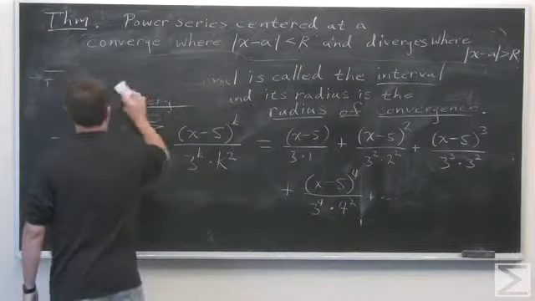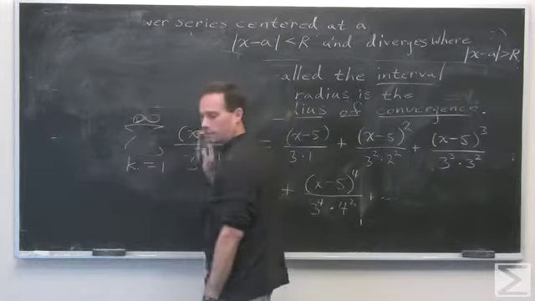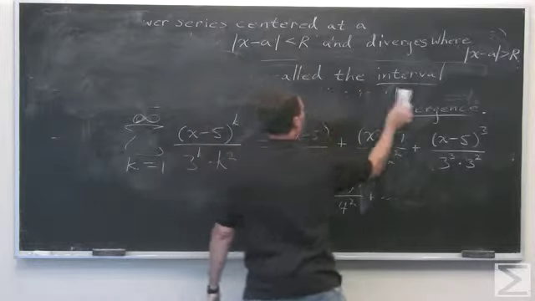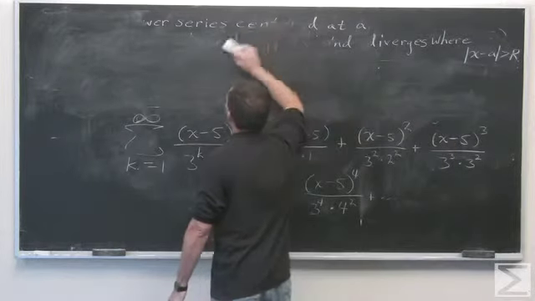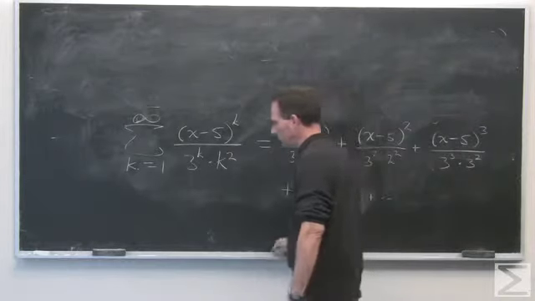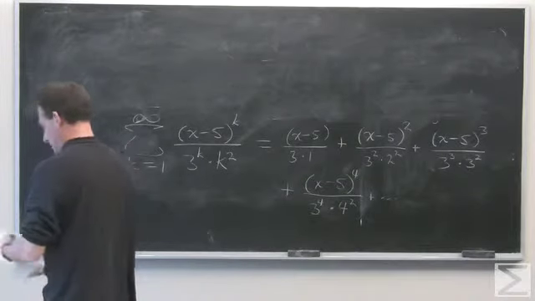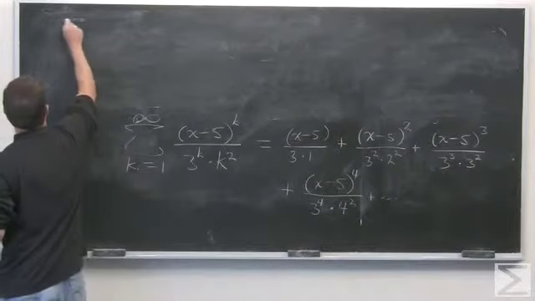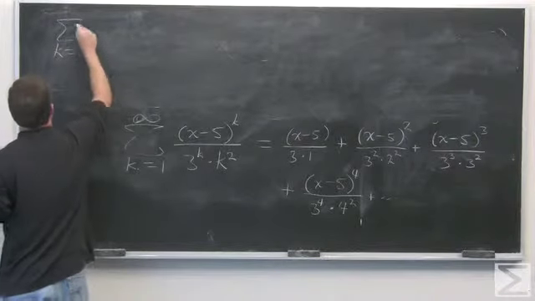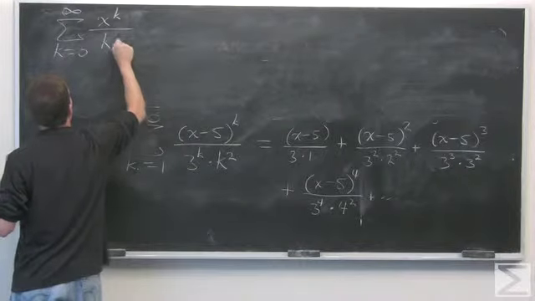So I want to look at, how many examples? 4? 4, and this will be the last one. So let me write the other 3 that I want to look at. So let's look at, I want to consider 4 series and apply the ratio test. So one of them is our old friend, the Maclaurin series for e to the x.